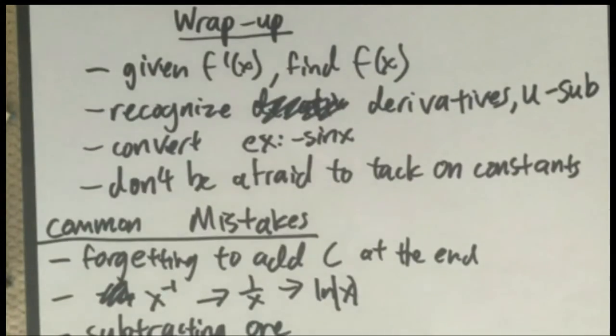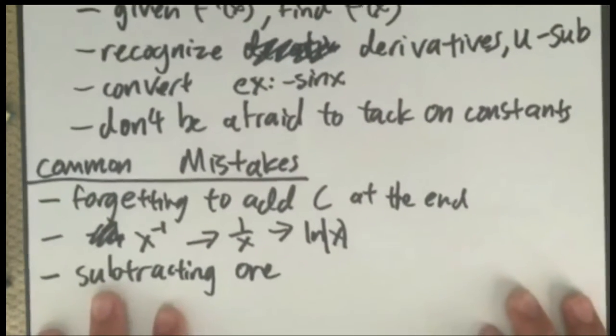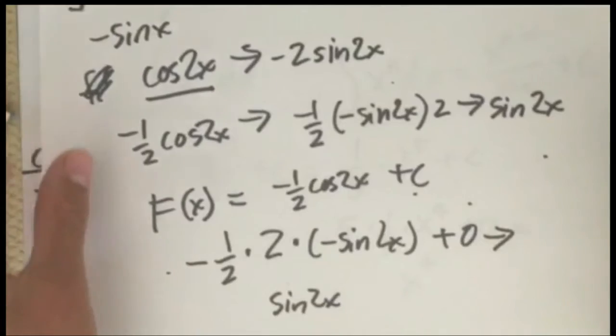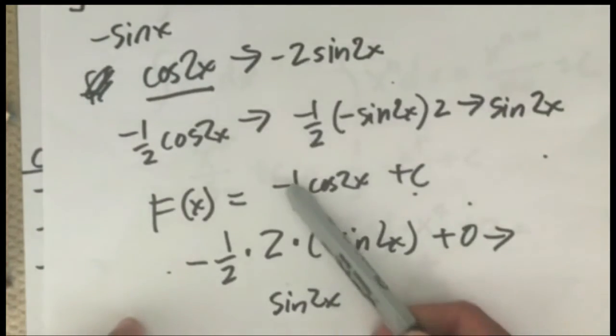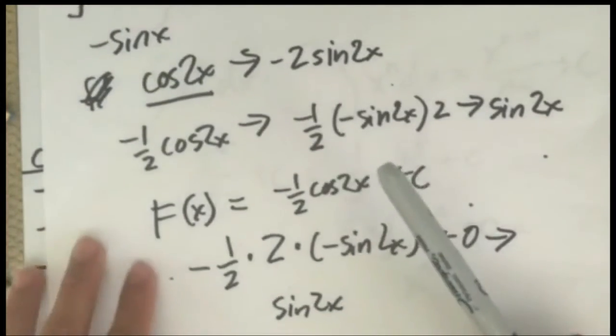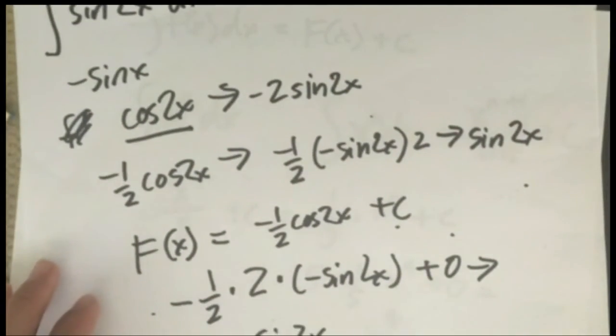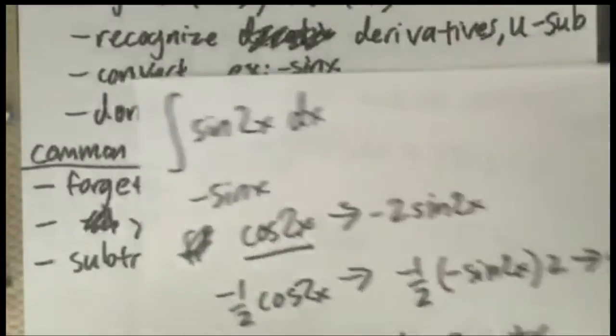As this lesson comes to a close, let's wrap up. So we know for an antiderivative, it's essentially saying, given f prime of x, find f of x. And some tips for solving these types of problems are recognizing your derivatives and using u substitution for it to be easier to visualize. In addition, don't forget to tack on your constants. Like in this problem over here, I was playing around with negative 1/2 to see if I could get to sine of 2x, and which I did. So don't be afraid to balance your equation using constants.